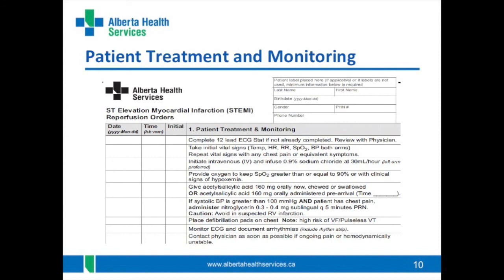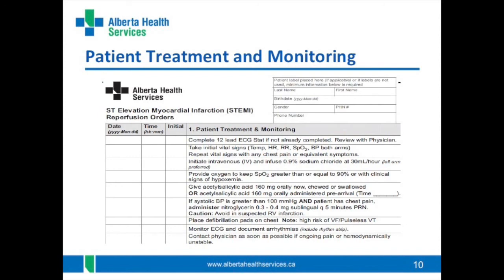Okay, let's start with the beginnings of the order set. For the STEMI reperfusion orders, we all know that in a patient that presents with a STEMI, we have to review and complete a 12-lead electrocardiogram, which is to be done as soon as possible. What you'll notice on these order sets is that there are timestamps located right beside these recommendations, and this is really to help in terms of future research endeavors, and that's why we have these timestamps in play.